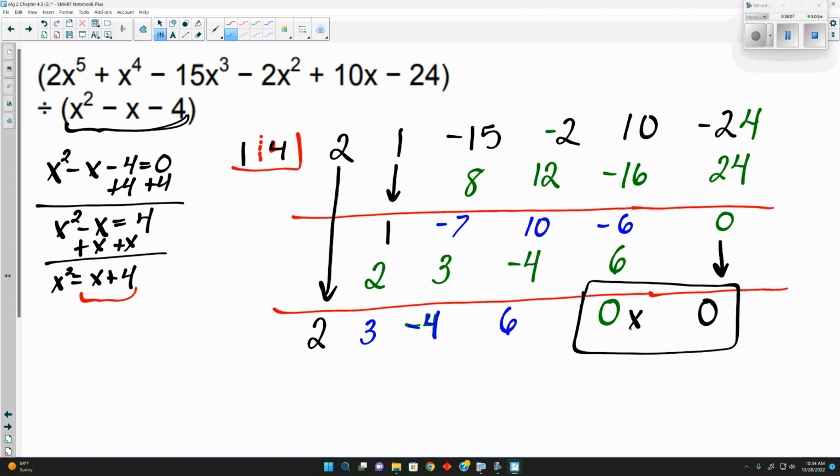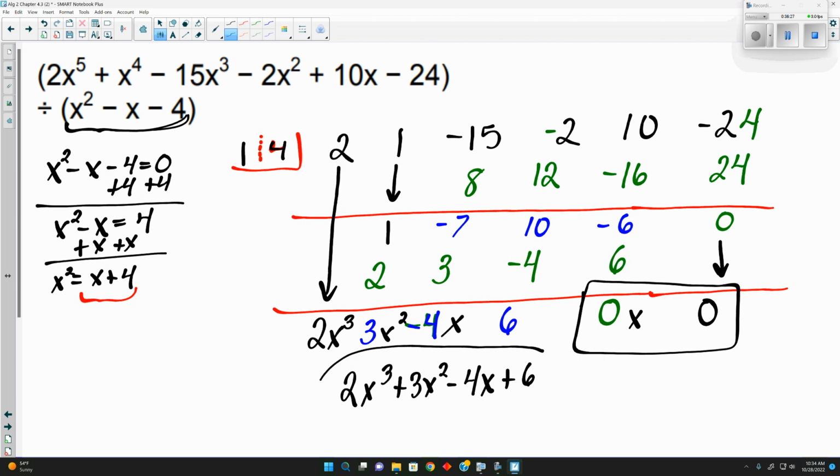Now outside this here, the 6 would be our constant term. The negative 4 would be our term with x. Our 3 would be our term with x squared, and our 2 would be our term with x cubed. So what we're left with is 2x cubed plus 3x squared minus 4x plus 6.